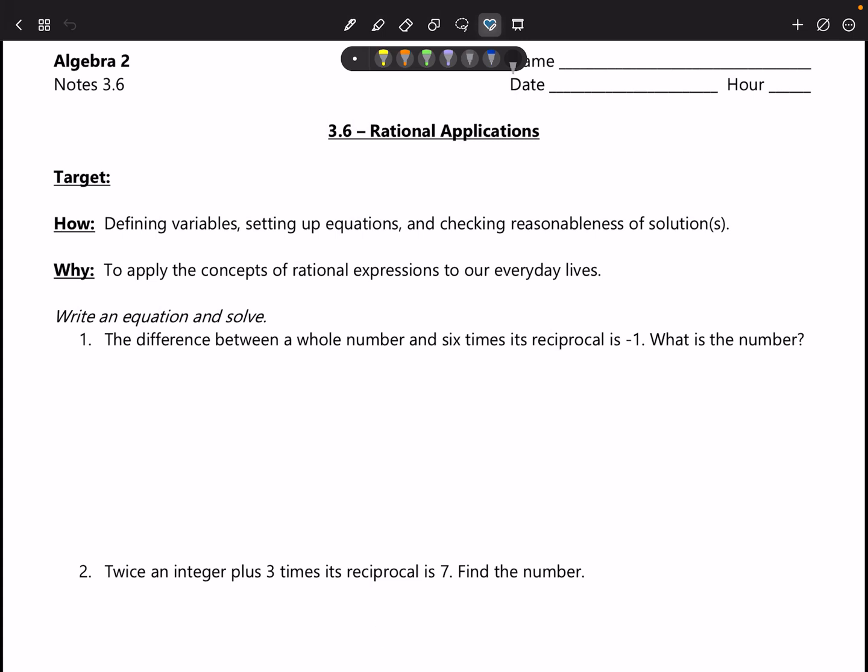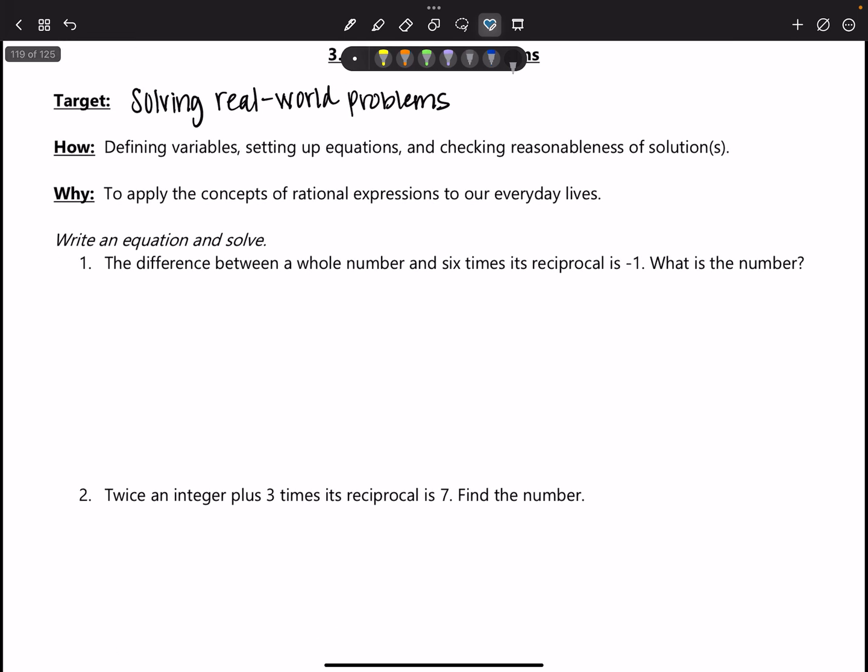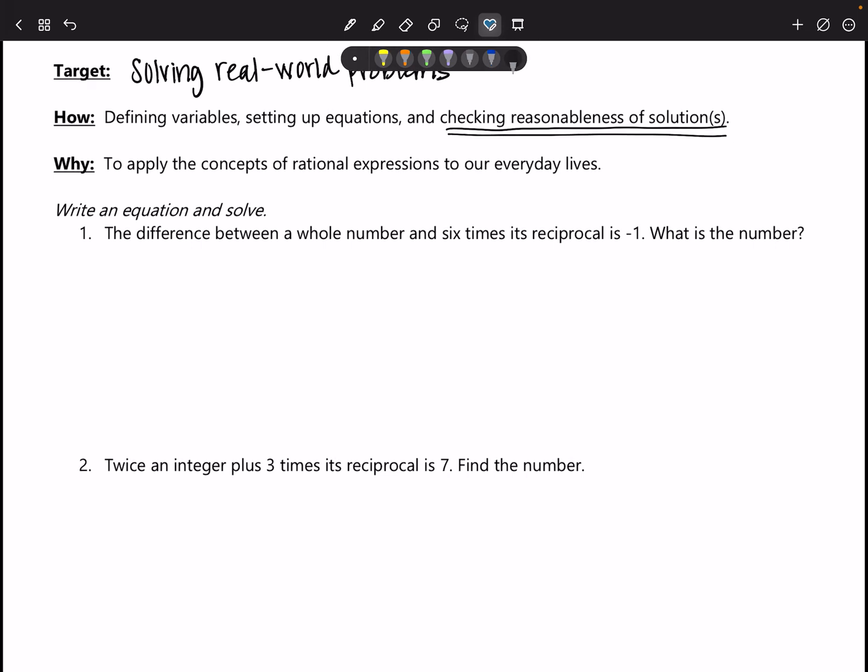We are going to solve rational application problems. That will be word problems, so solving real world problems. And we're going to do that by defining variables, setting up equations, and then always checking the reasonableness of the solutions. Now, the first problem that we're going to do is a problem that has to do with reciprocals.